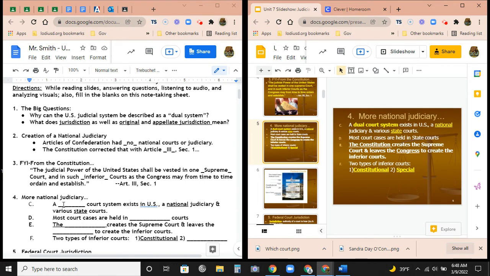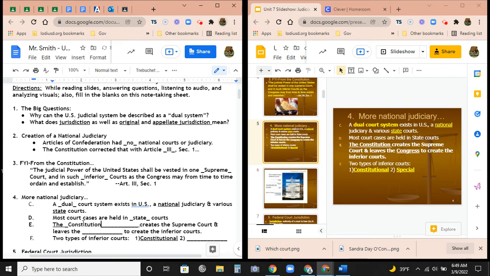Okay, let's go to more national judiciary. It's a dual court system that exists in the United States. Does that mean you have a national judiciary and various state and local courts? Most court cases are state court cases, typically criminal and civil, where state law is at issue. But there's a lot of federal law as well.